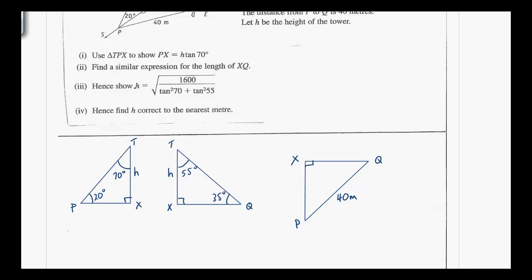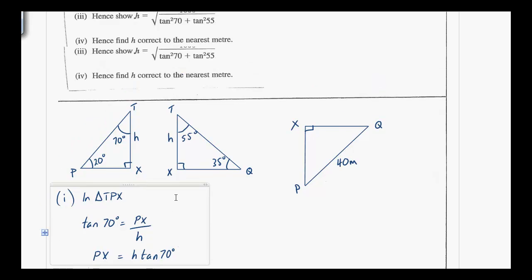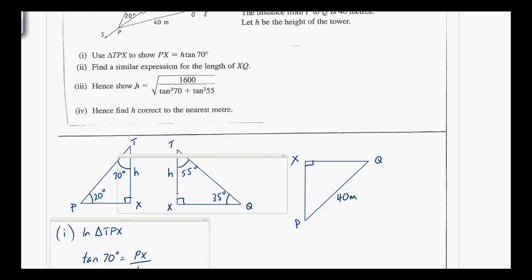Alright, so part 1 is in triangle TPX. We're using the angle 70 and we're finding an expression for PX. So that means we've got tan 70 is equal to opposite, which is PX, on adjacent, which is height. Alright, so to get PX on its own, we're multiplying by H, so we get H tan 70, which is what the question asked us to do.